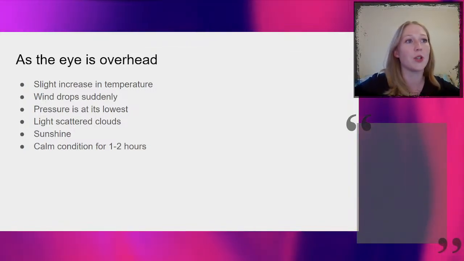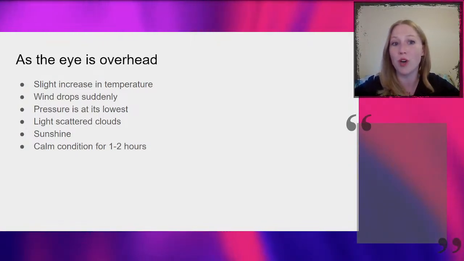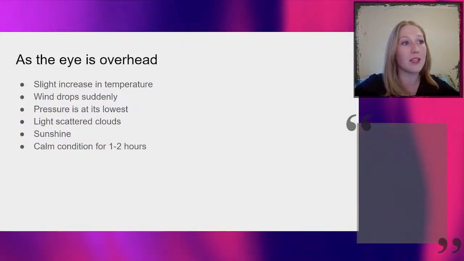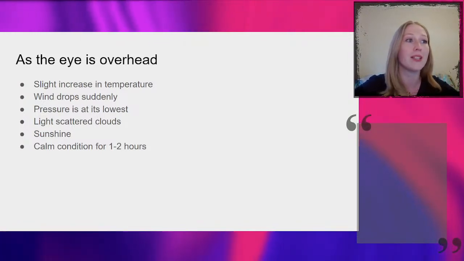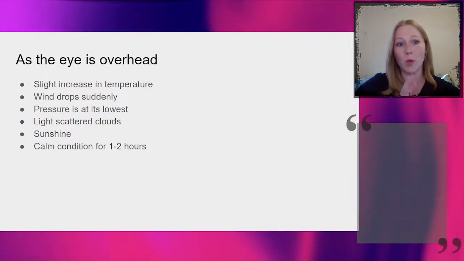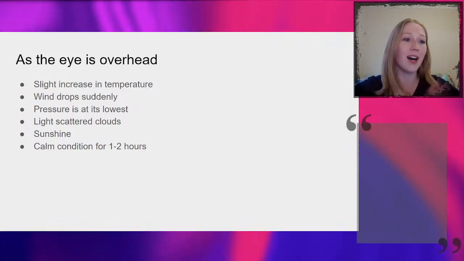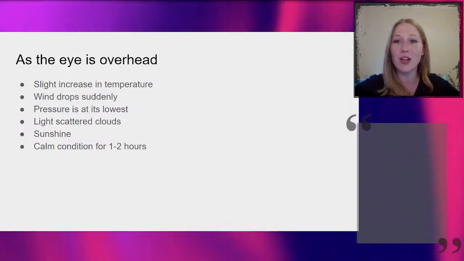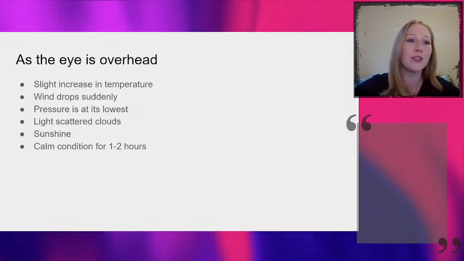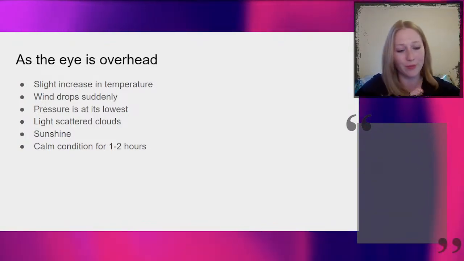Okay, as the eye is overhead, there's a slight increase in temperature, and then the wind suddenly drops. So it becomes very quiet in the eye of the storm. This does have the lowest air pressure. You might see a few little clouds on the top, but generally it's quite calm and somewhat sunny. Don't go out when the eye is busy passing over. I know it's a general warning that they give, but don't go out whilst the eye is passing over. Don't think that it's suddenly finished, because the rest of the hurricane still needs to follow.